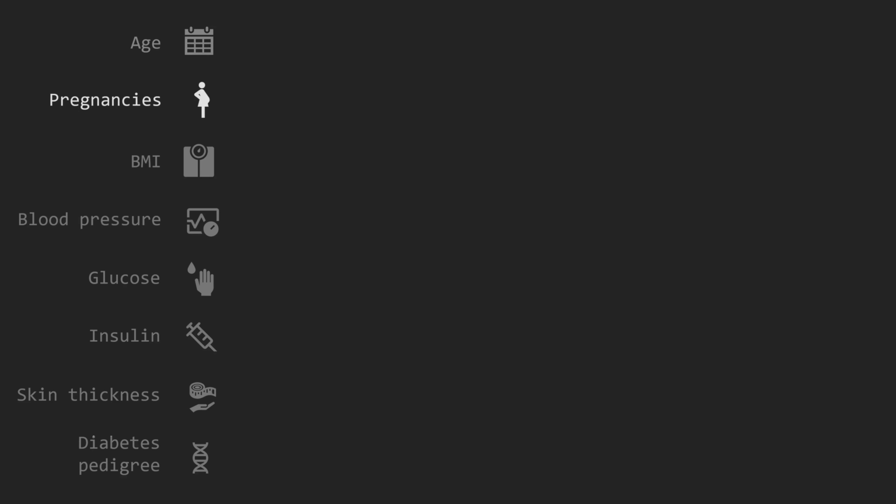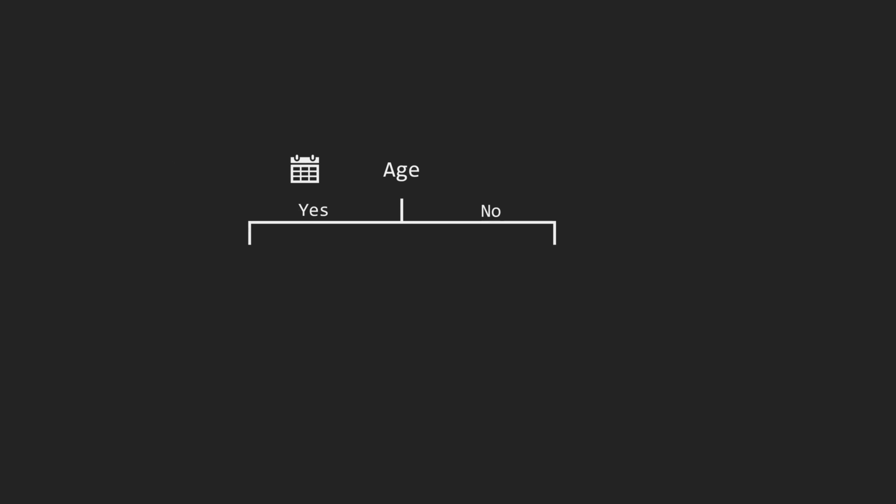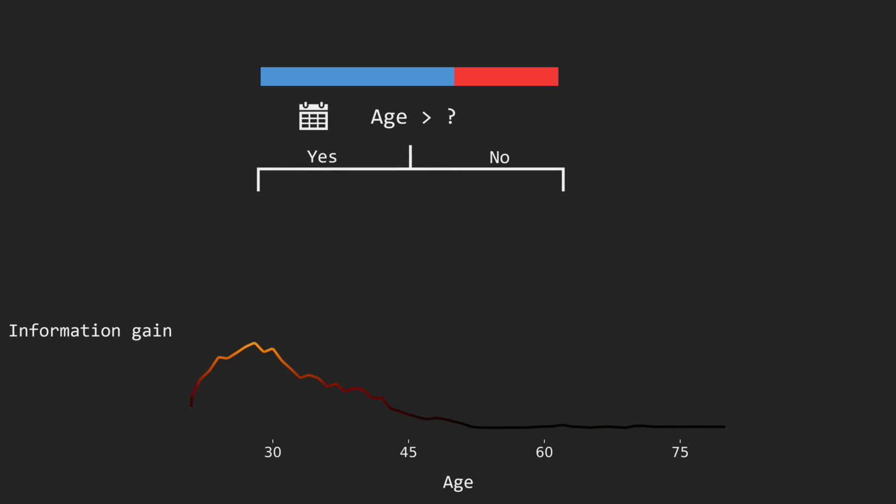Next, we must check all features for the best split, and for each feature, try all possible thresholds. For example, for age, we start with the lowest threshold, compute information gain, then move to the next and continue up to the maximum. When finished, the bottom plot shows information gain versus the age threshold. The brighter area, the higher the gain.